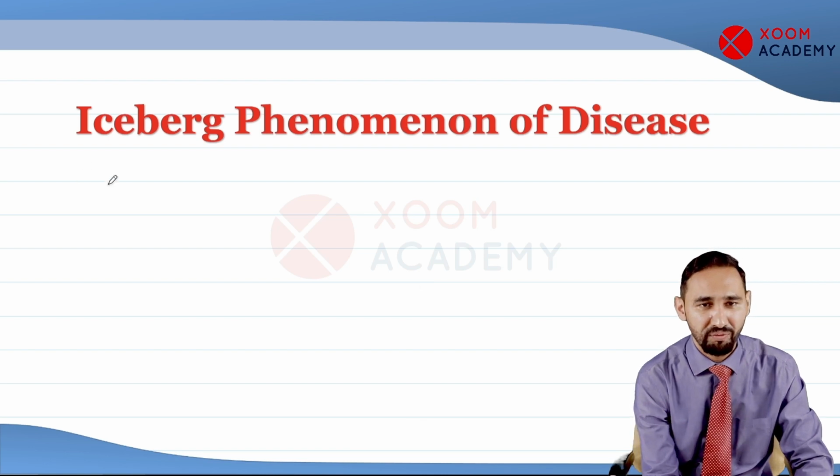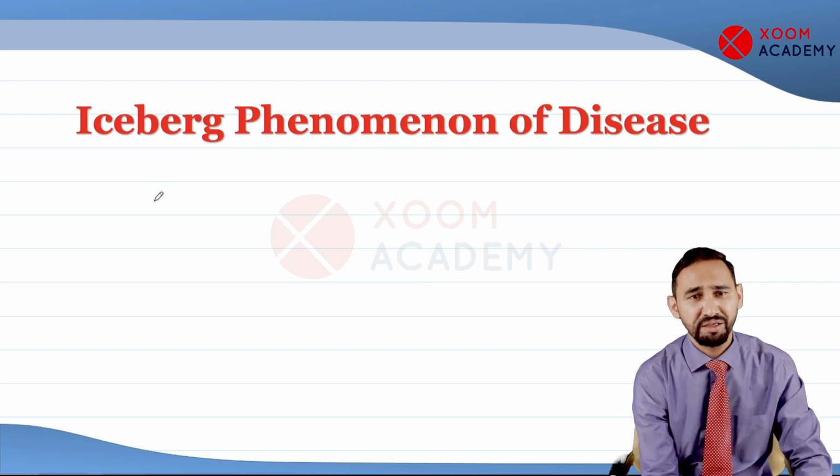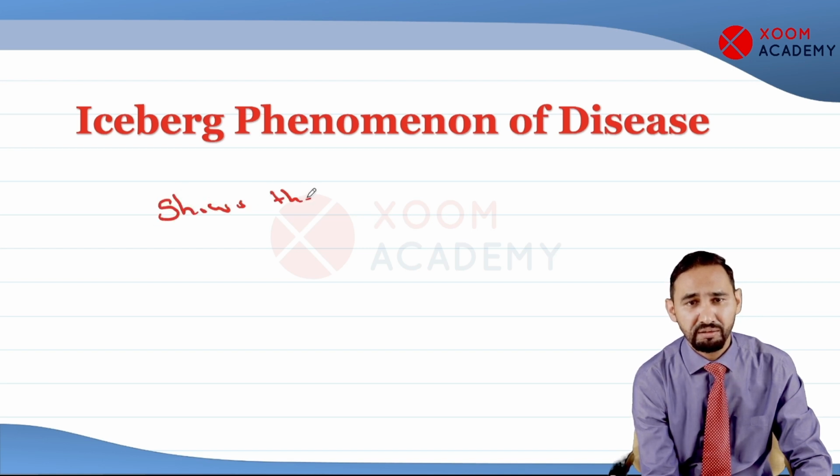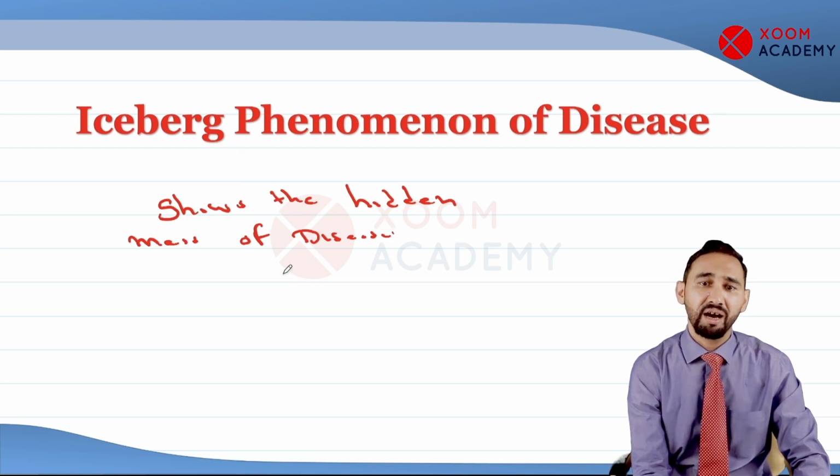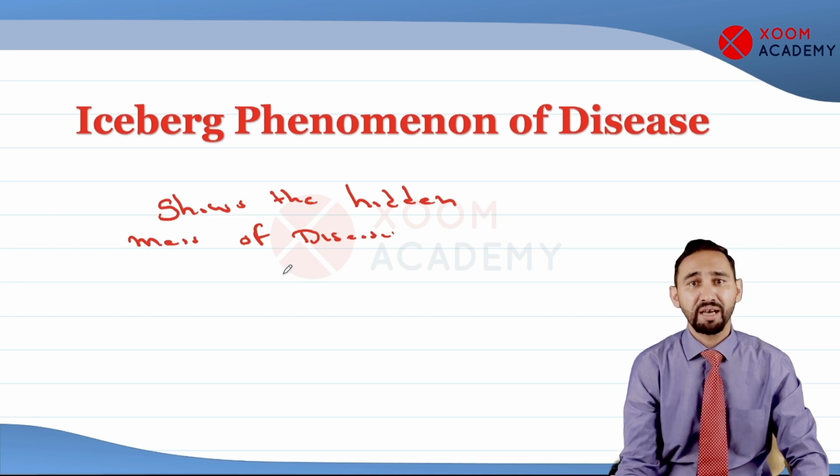Let's start one by one. What is iceberg phenomena of disease? Iceberg phenomena of disease predicts or shows the hidden mass of disease. Most of the disease cases are hidden. How are they hidden? Because they are subclinical cases. Because they are carriers, like in chronic disease, in hypertension, 90% of cases are not diagnosed, they are asymptomatic. Only 10% of cases report to the hospital and doctors treat them. Remaining 90% of cases are investigated by epidemiologists.